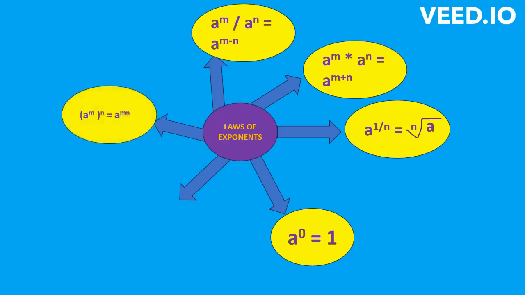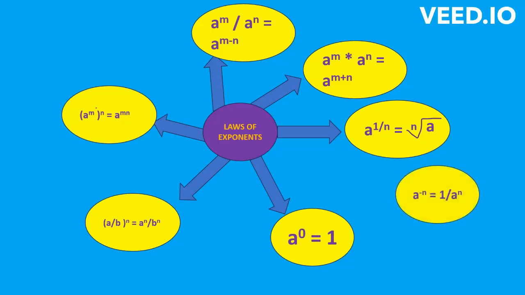We have one more here, a power m whole to the power of n. We just multiply these two exponents, which is a power mn. We have a by b whole to the power of n. This is nothing but a power n by b power n. We have one more here. This is the inverse rule. a power minus n is 1 by a power n. It means it is nothing but the inverse of a power n, 1 by a power n.